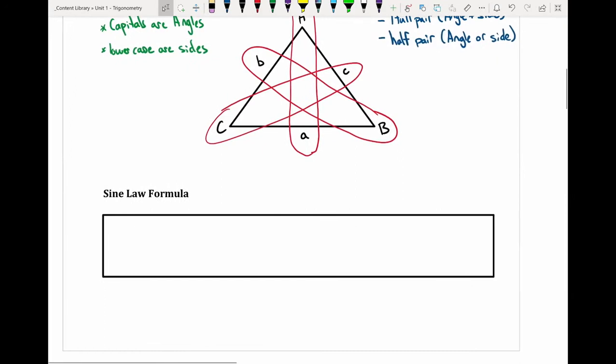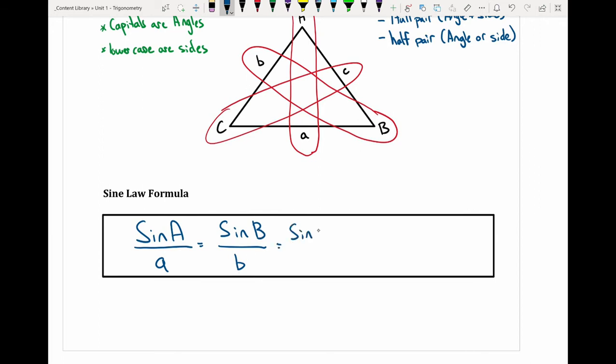So I'm going to write down what our sine law formula is. Our sine law formula is sine A, again the angle, over little a, the side, sine B over little b, so the angle over the side, and then sine C over little c. And that is our sine law formula.